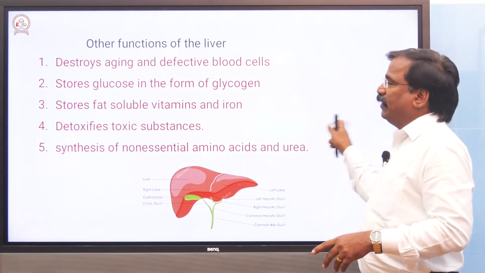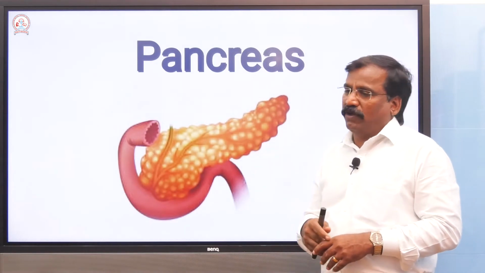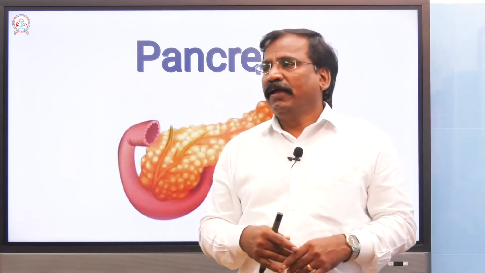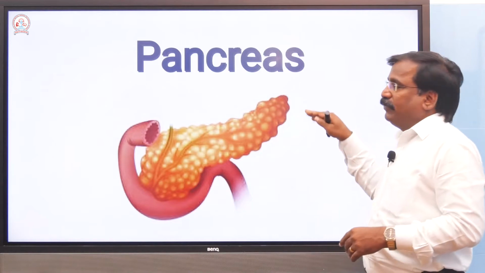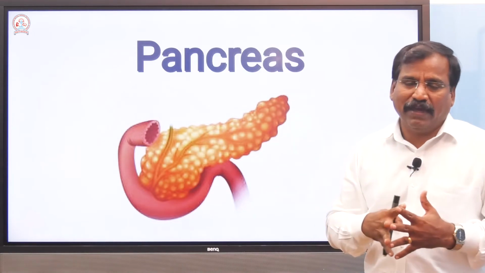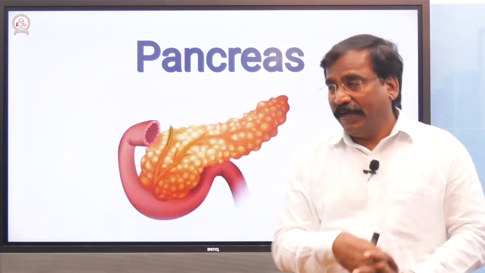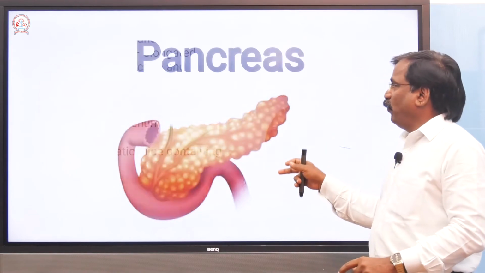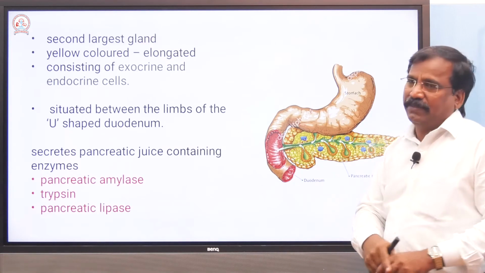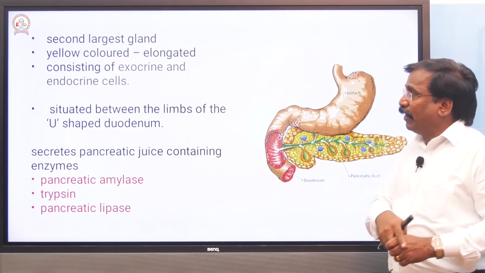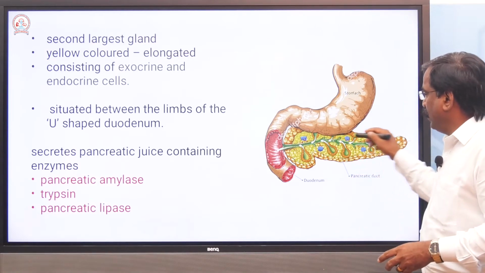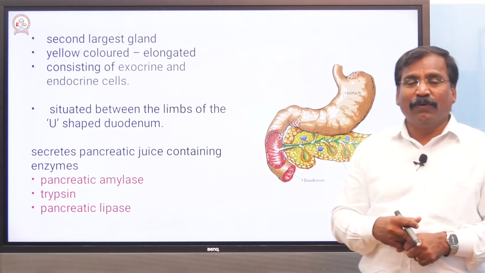The next organ is the pancreas. The pancreas is the second largest exocrine gland. It is yellow colored. Listen, it is leaf shaped and yellow colored.